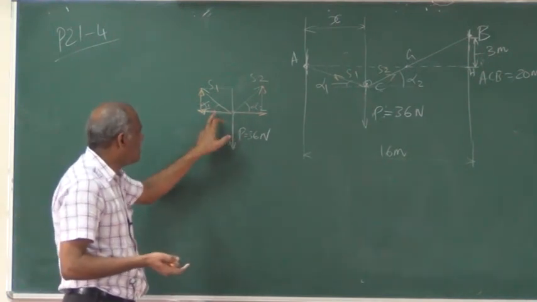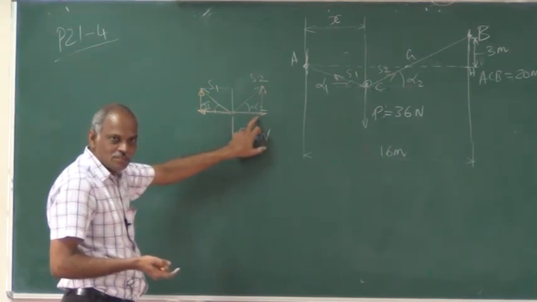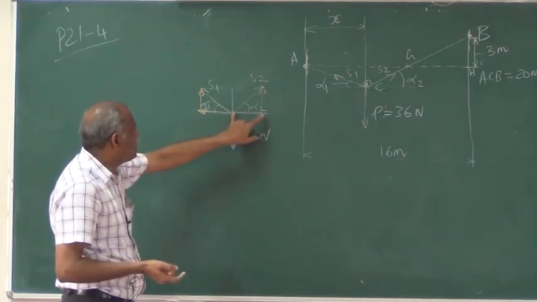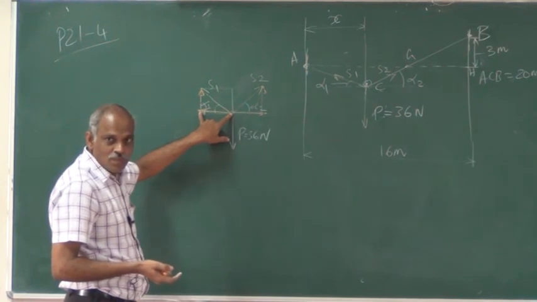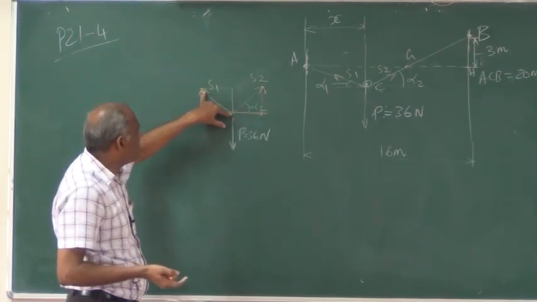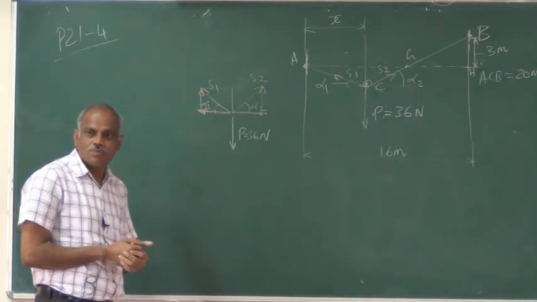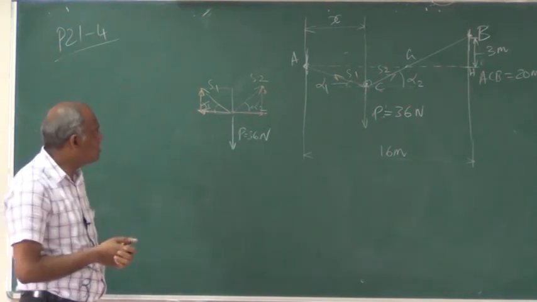So that is not a problem. They are acting at a point, they can be horizontal, they are collinear. That magnitude must be the same. So you have to say that this magnitude must be the same. So what will be the nature of S1 and S2? What should be the S1 and S2?